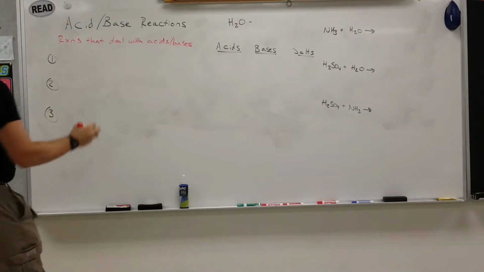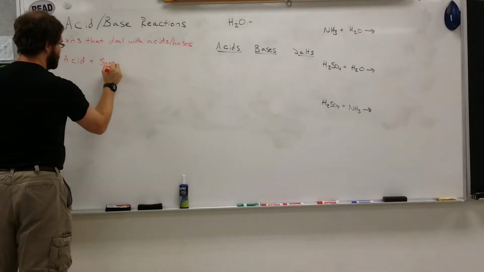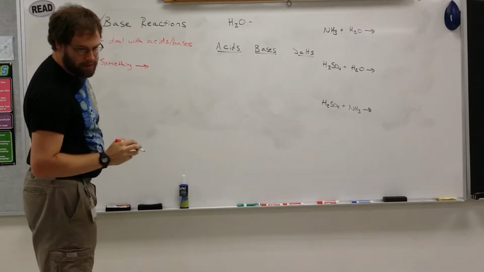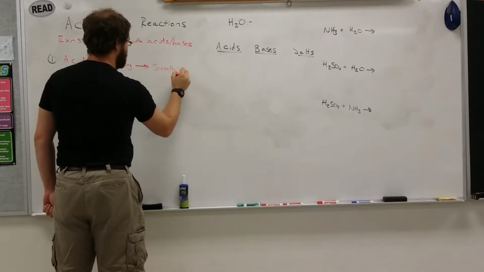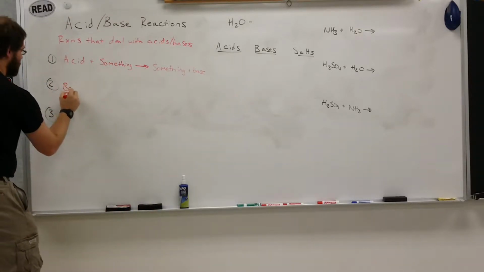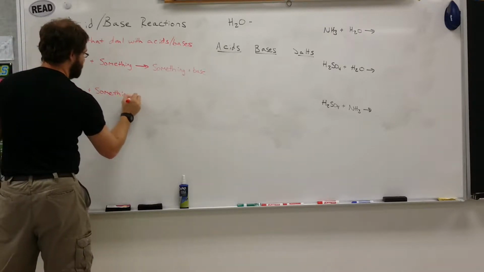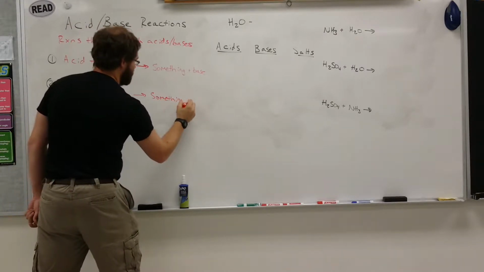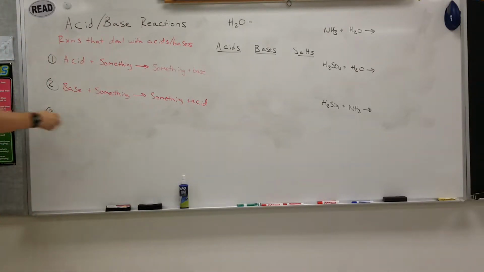Okay, and so there are three types of acid and base reactions. The first one is when you have an acid and you're going to add it to something else, and what you're going to get is something else and a base. The second type is when you have a base, you're going to add it to something, and you'll get something back out, and an acid.